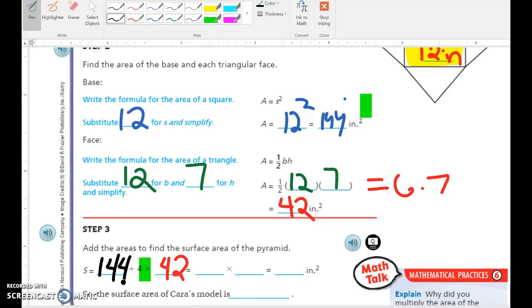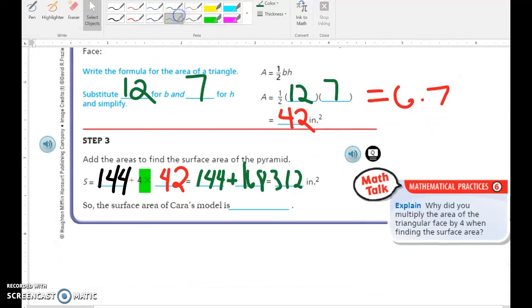I would do 144 plus, not times, plus 4 times 42, which is 168. And then together we would have 2, carry the 1, because 4 plus 6 is 10, carry the 1 is 11, and then we carry another 1 and we get 312 square inches. And surface area is very important for anything involving wrapping and covering.